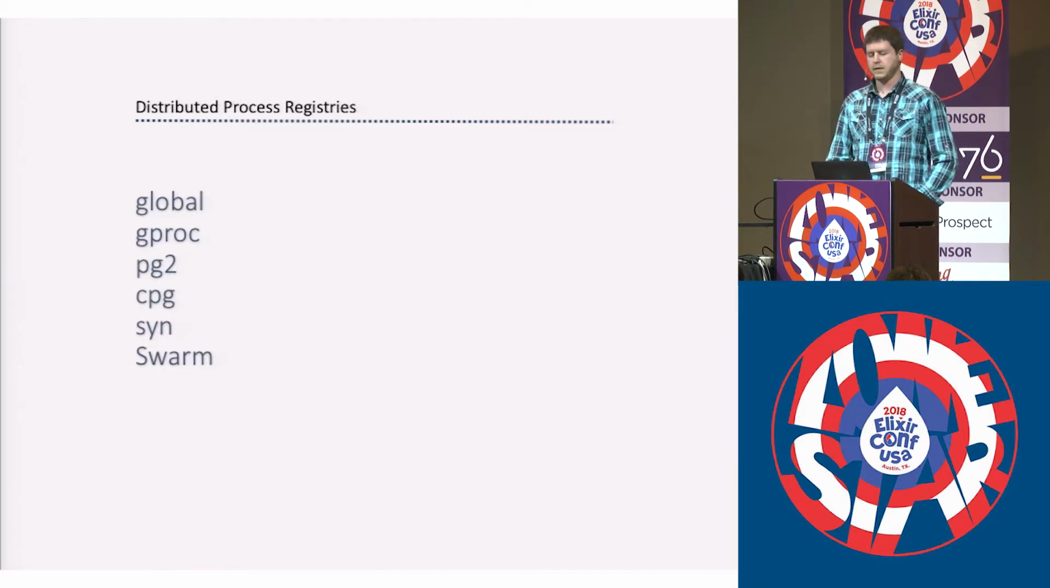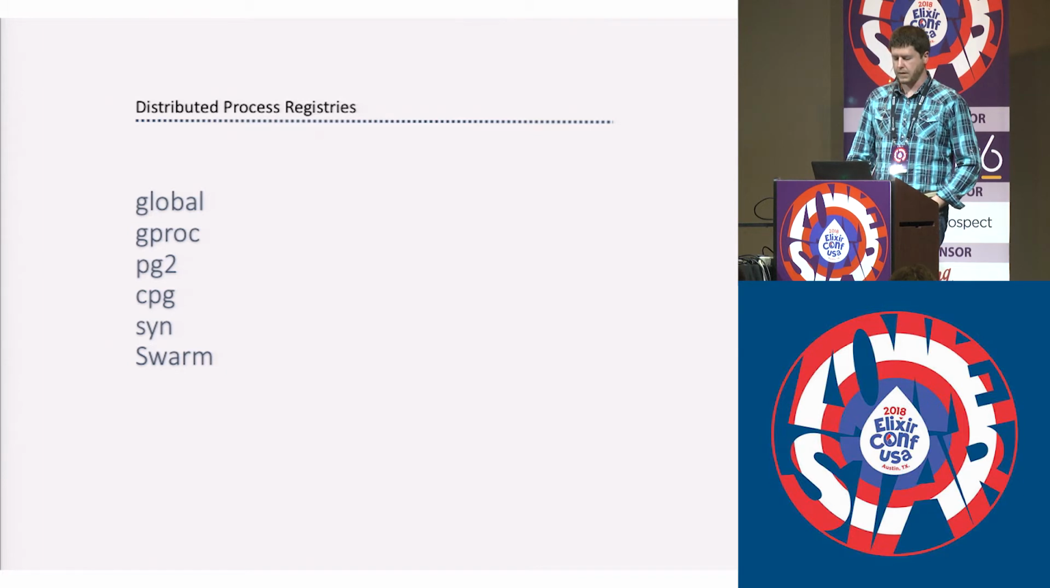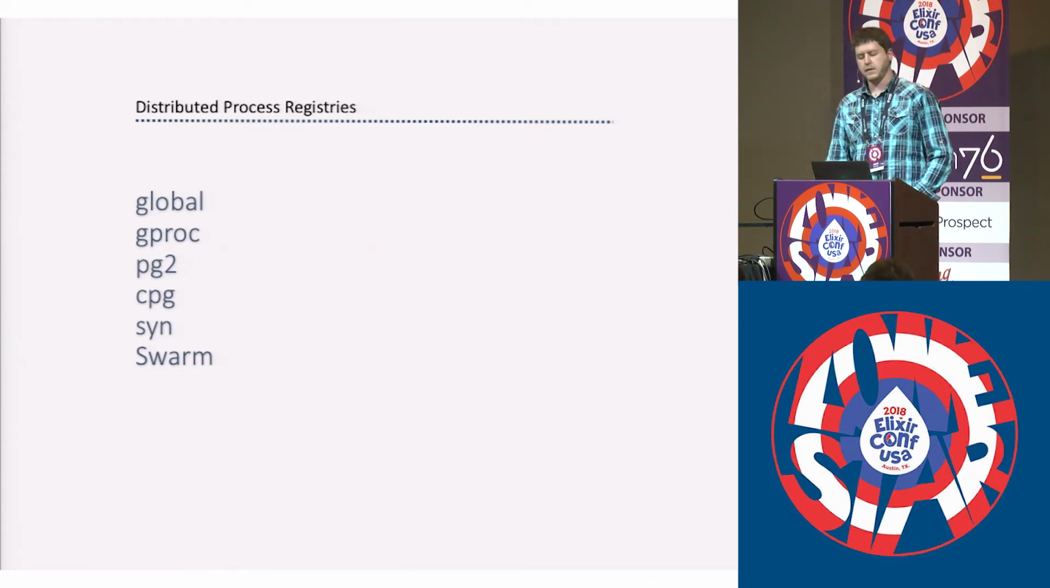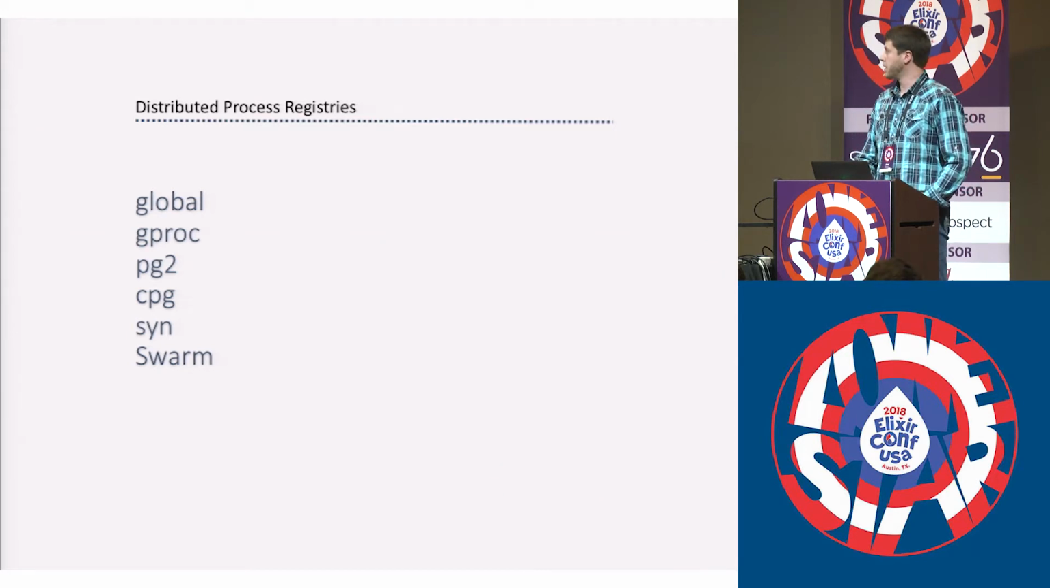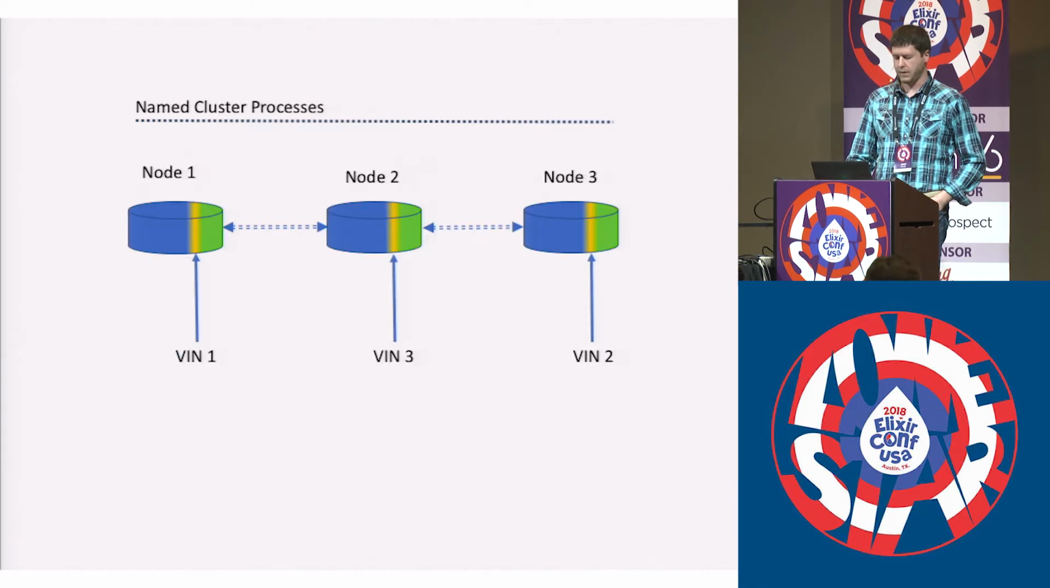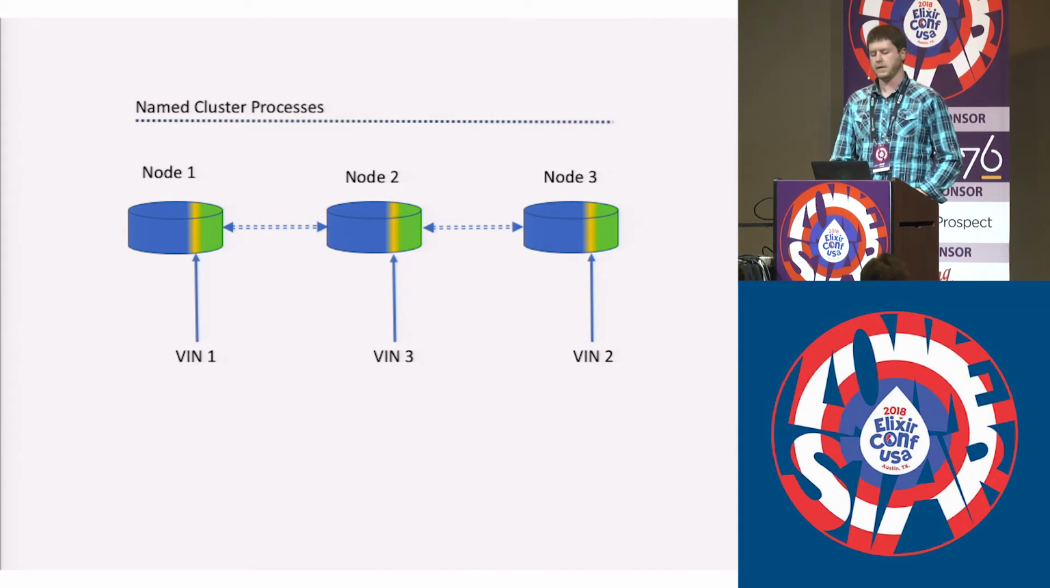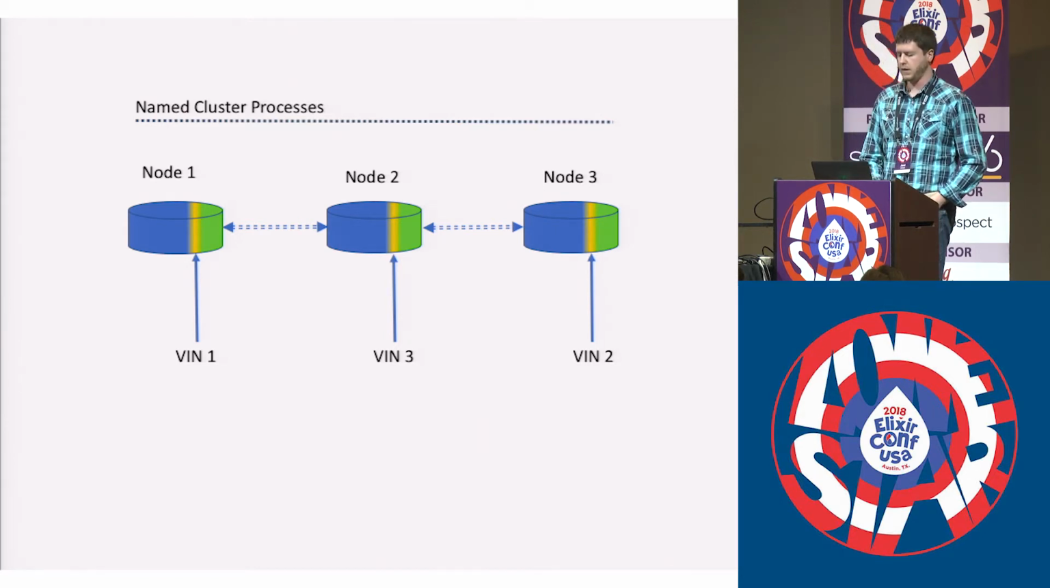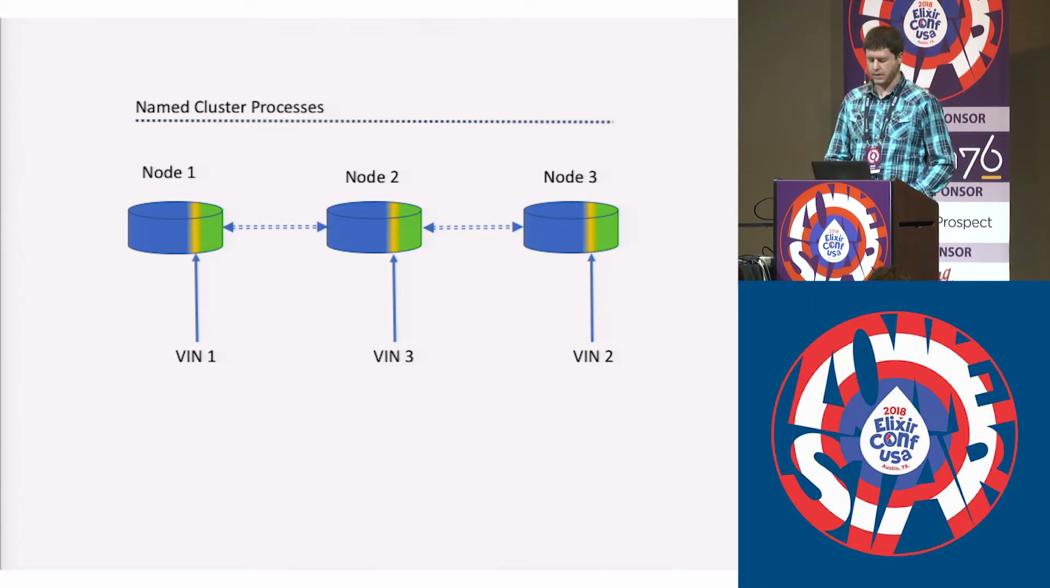And we can do this using distributed process registries. And there's a number of these. Each of them have different strengths and different trade-offs. And I've not used all of these, but there's Global, gproc, PG2, CPG, SYN, Swarm, and probably some others that I missed. First, when you use one of these, this is roughly the architecture you can end up with. You can have a unique process across your cluster.